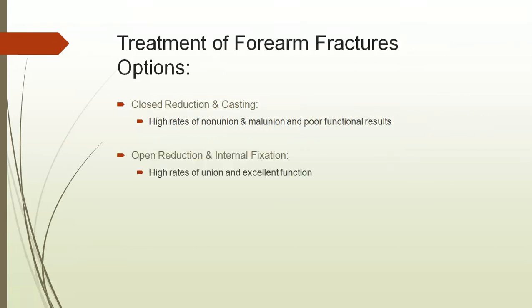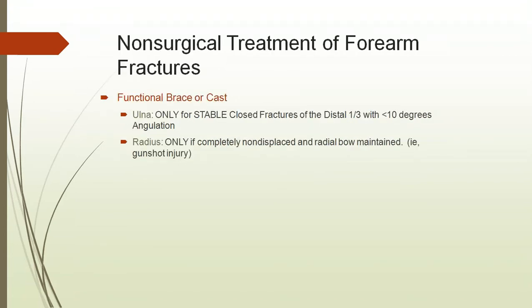Coming to the treatment of forearm fractures, the first thing is closed reduction and casting, in which there are high rates of non-union and malunion and poor functional results. The next one is open reduction and internal fixation, where there are high rates of union and excellent function. Next, in the non-surgical treatment of the forearm, mainly closed treatment, there is a functional brace or cast, what we usually call a slab or POP cast.